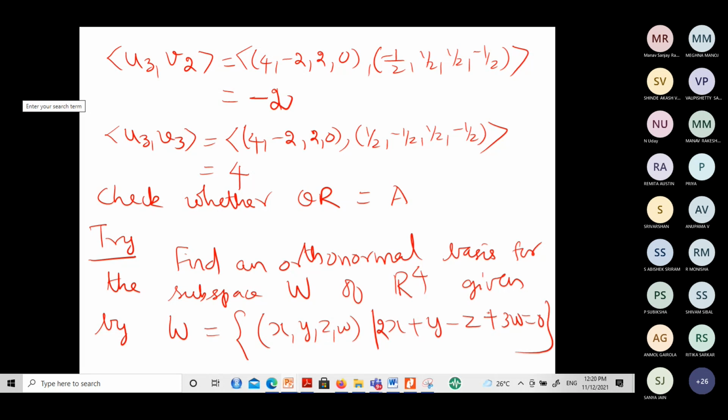Okay. So if you want, you can write z as 2x plus y plus 3w. Okay, 3 dimension. So you'll have 3 basis vectors. There you have to proceed. Is it clear? You have to try this and tell me the answer on Monday.